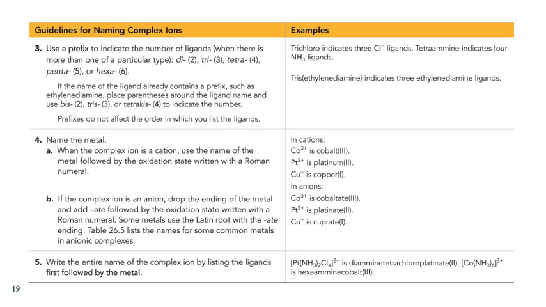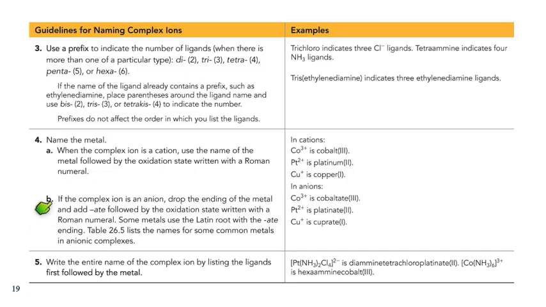We can have complex ions that are cations. We can also have complex ions that are anions. So if you have a cation, you're just going to use the name of the metal followed by its oxidation state. So this is just like naming metal ions in nomenclature, right? So cobalt 3, platinum 2, copper 1.